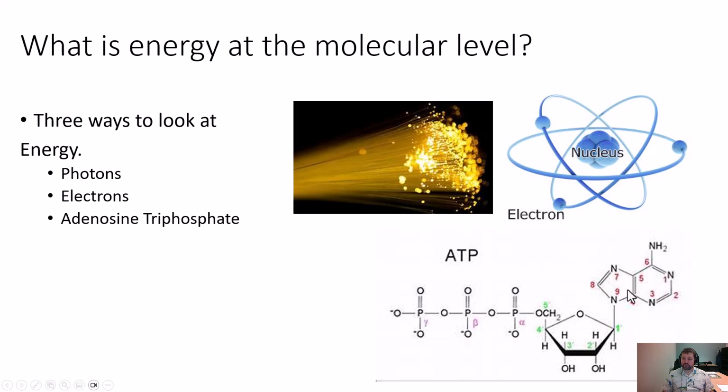All these bonds are chemical energy. But in order for this to form, we have to use this in conjunction with this, and we have specialized processes to make this. That's the connection between all three ways to look at energy.